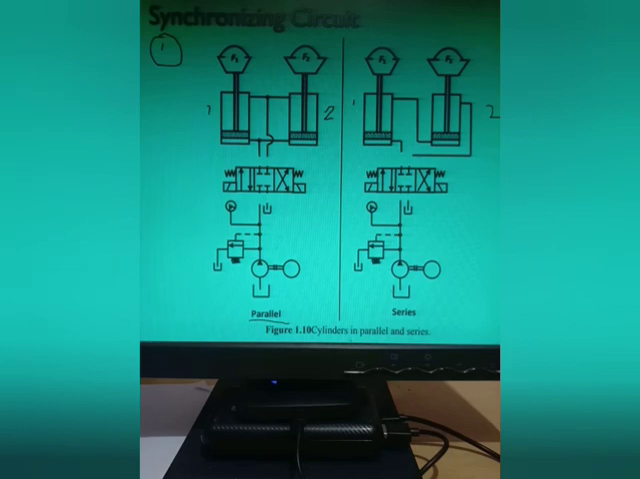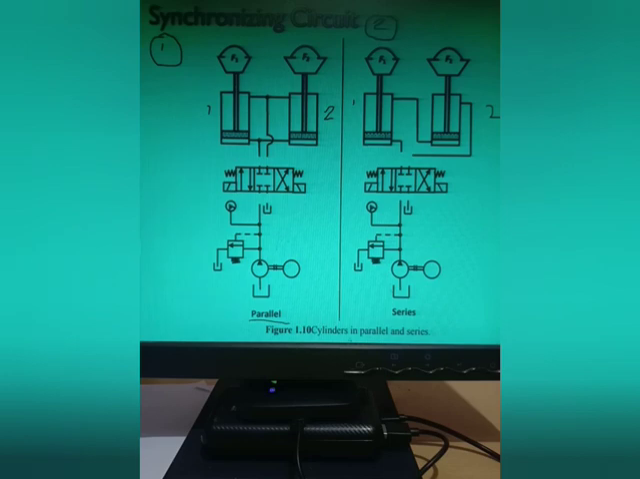So this is our circuit number 2, that is synchronizing circuit number 2. In this circuit number 2, the actuators are connected in series. So these two actuators are connected in series. Now first we will see, when the two actuators are connected in parallel, how the hydraulic circuit will work and how synchronizing of the two actuators will take place.